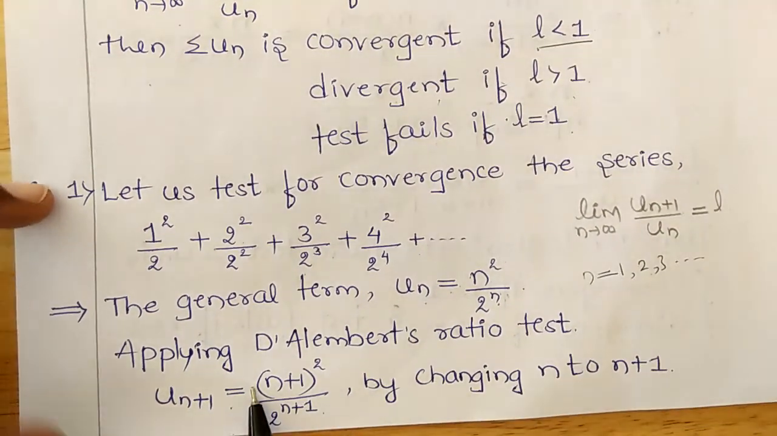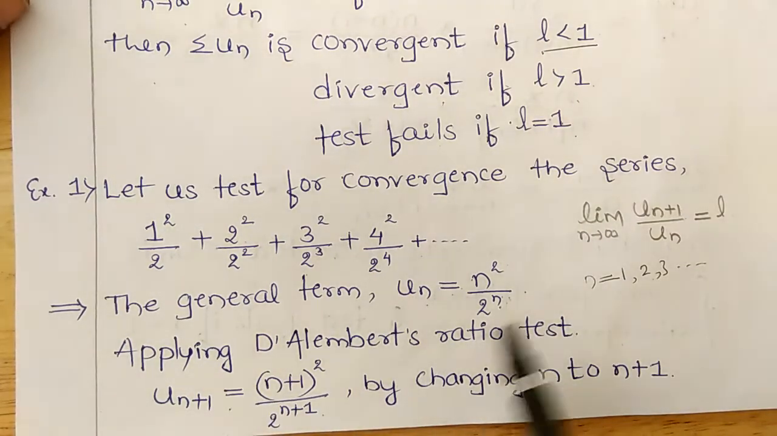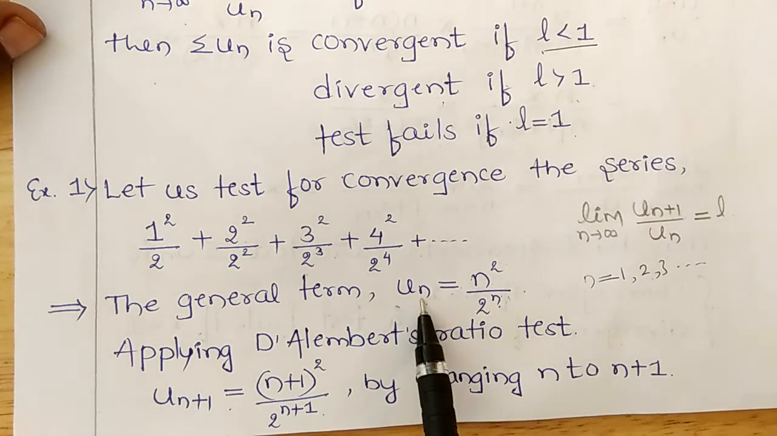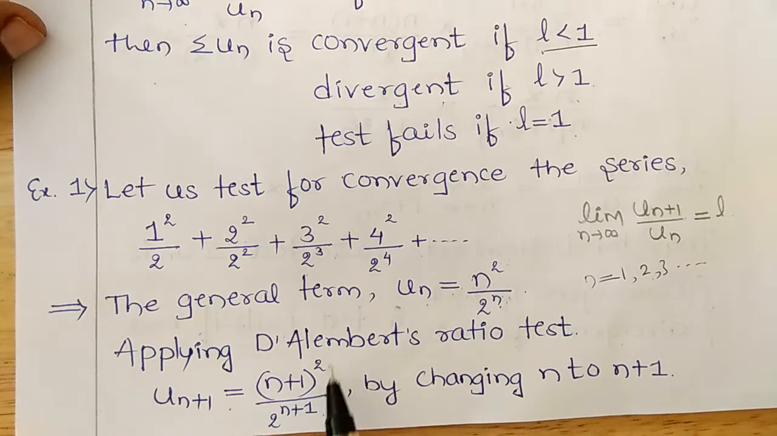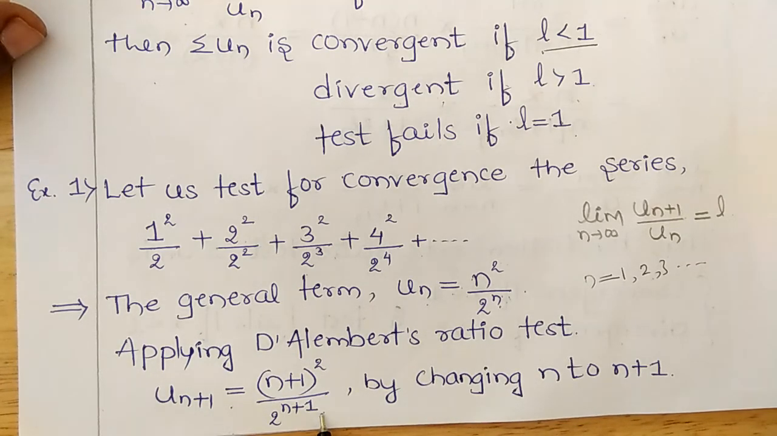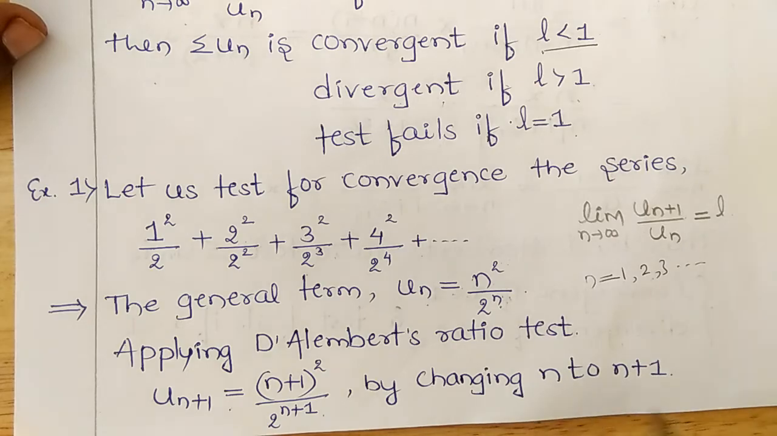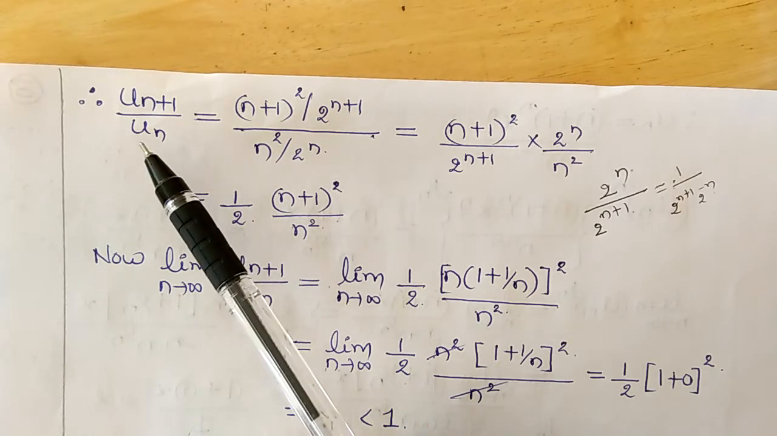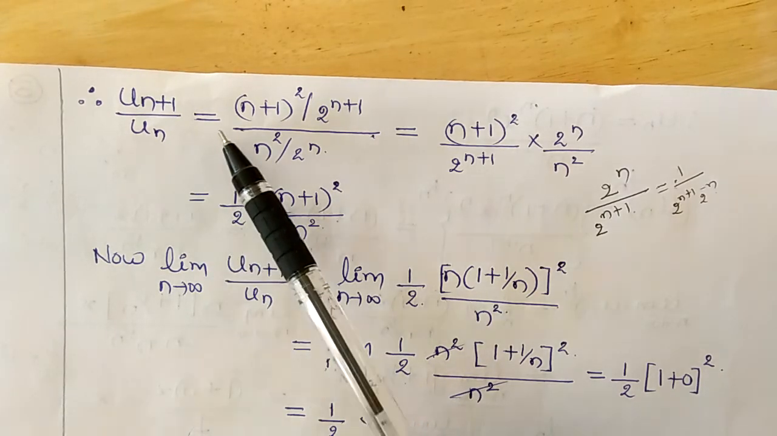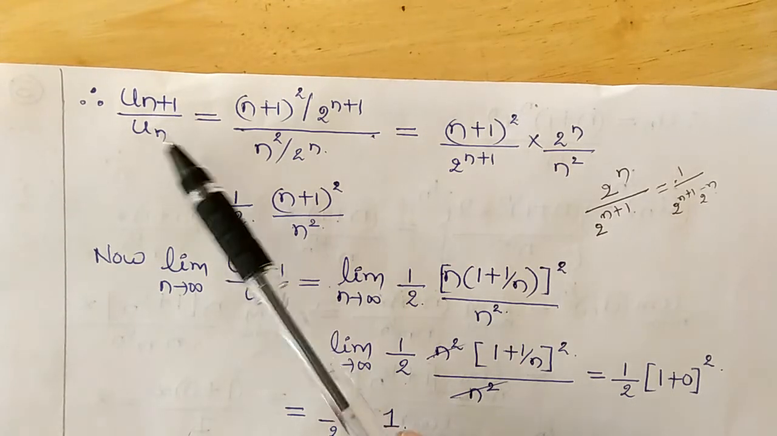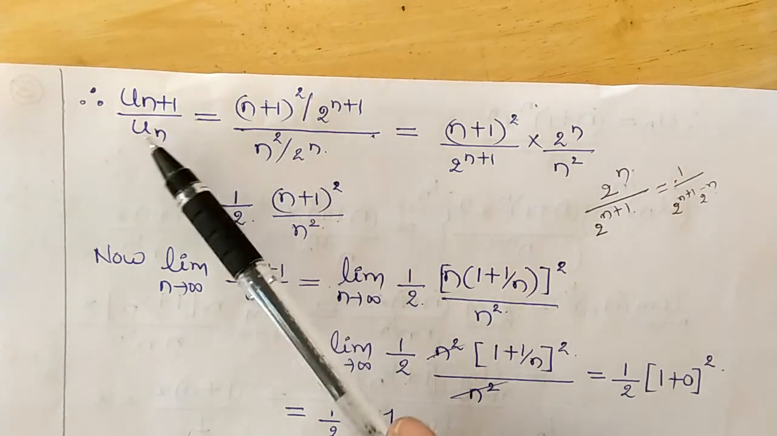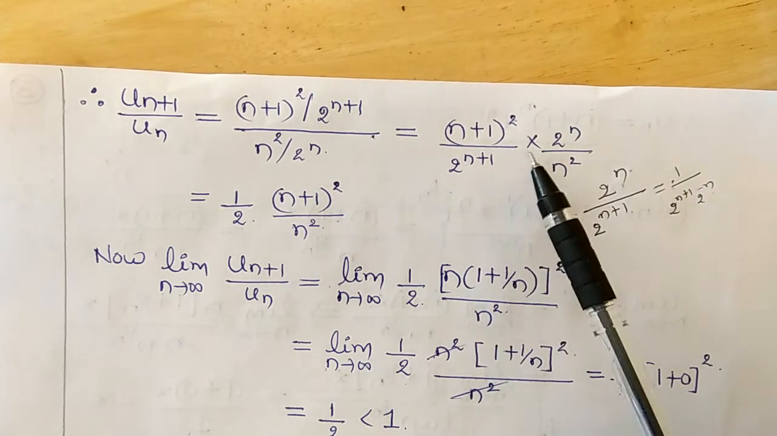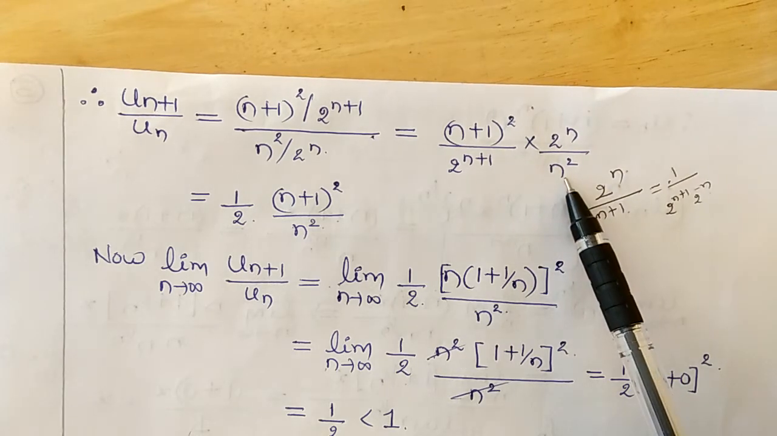Un plus 1 is equal to, where un is n square by 2 raised to n. Un plus 1 means in un replace n by n plus 1. So n plus 1 whole square divided by 2 raised to n plus 1. We are only interchanging n to the n plus 1 term. Next, un plus 1 divided by un: write the un plus 1 in the numerator and the un term in the denominator, which is equal to n plus 1 whole square divided by 2 raised to n plus 1, into 2 raised to n divided by n square.